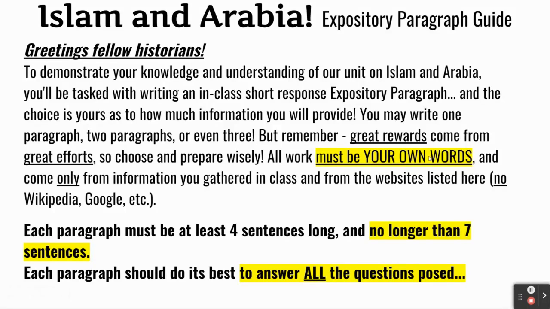All work must be your own words and come only from information you gathered in class and from the websites listed here. I'll show them to you in a moment. No Wikipedia, no Google, no going off on your own. Each paragraph must be at least 4 sentences long and no longer than 7 sentences. I know many of you will want to write and write and write, but I want you to learn to summarize information as well. So pick and choose what information is most important and form that into a paragraph that is no longer than 7 sentences. Also, each paragraph should do its best to answer all of the questions posed in the writing prompt.